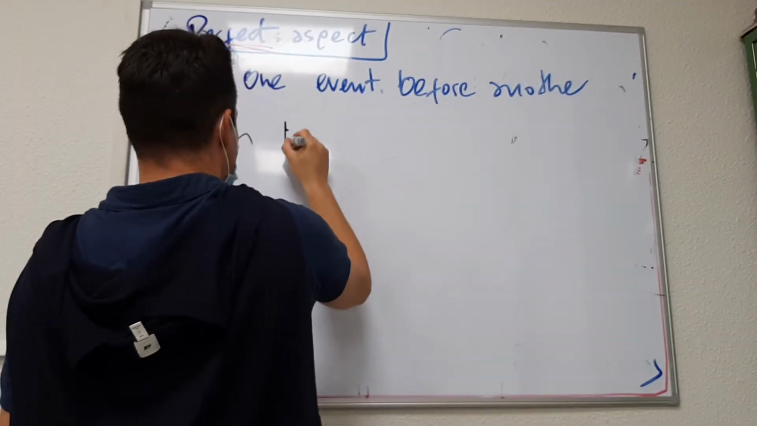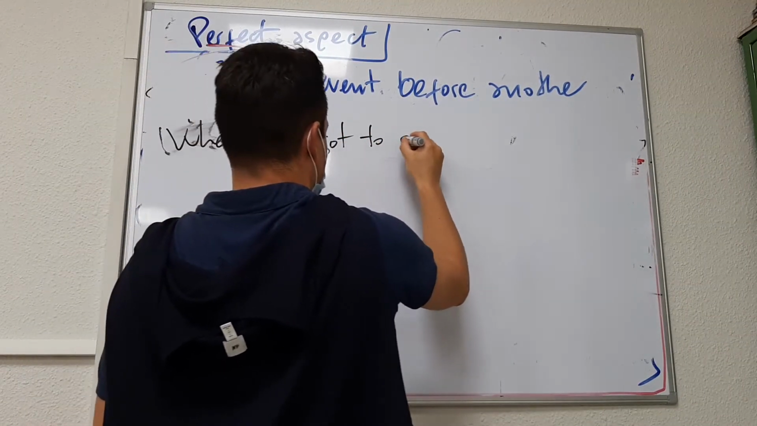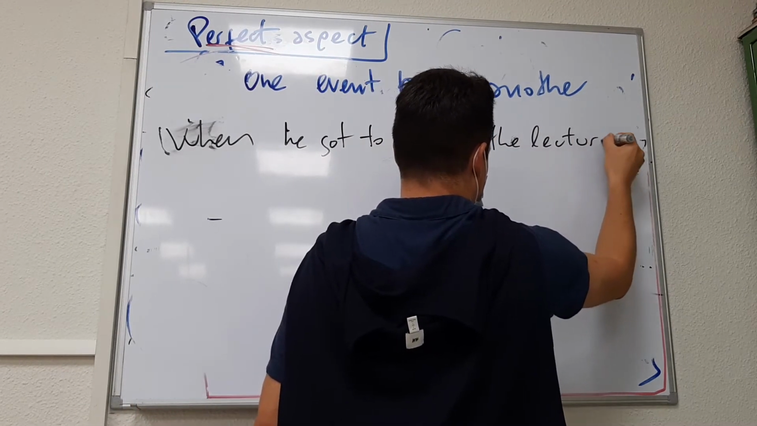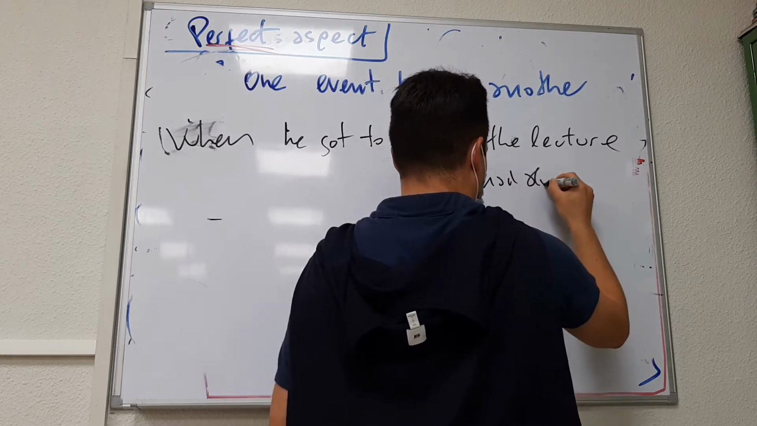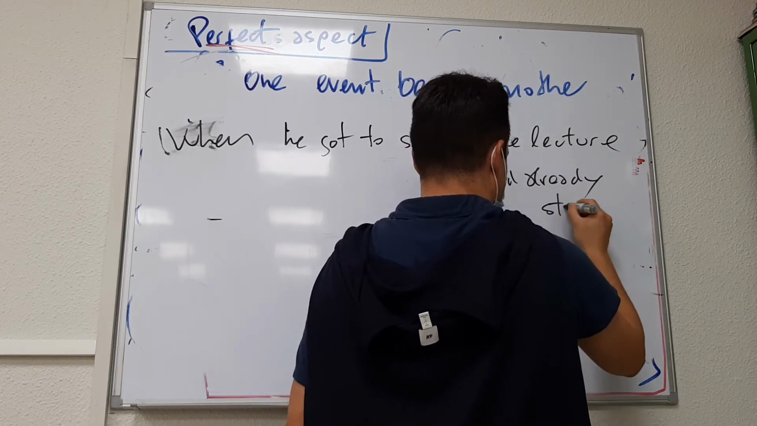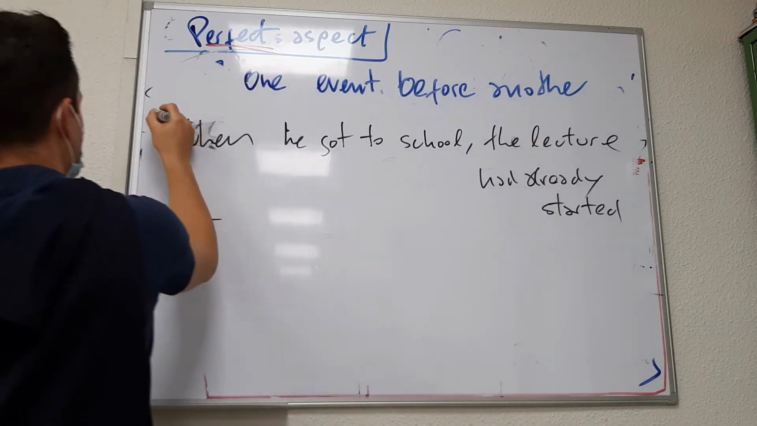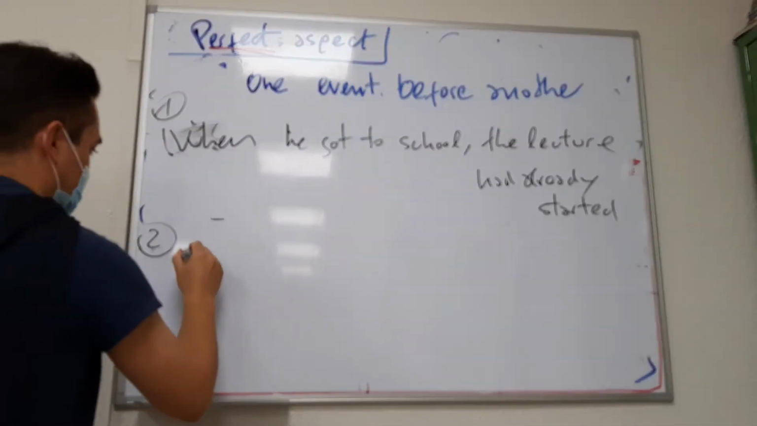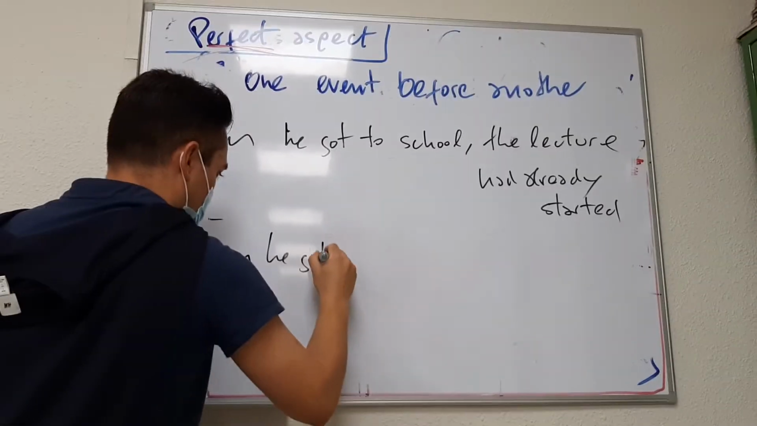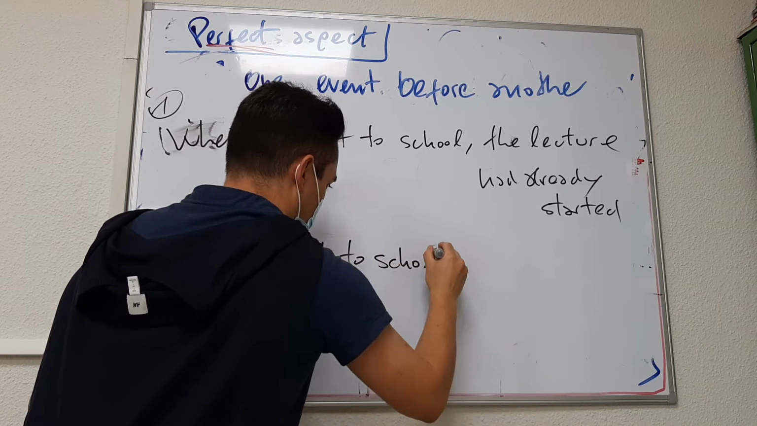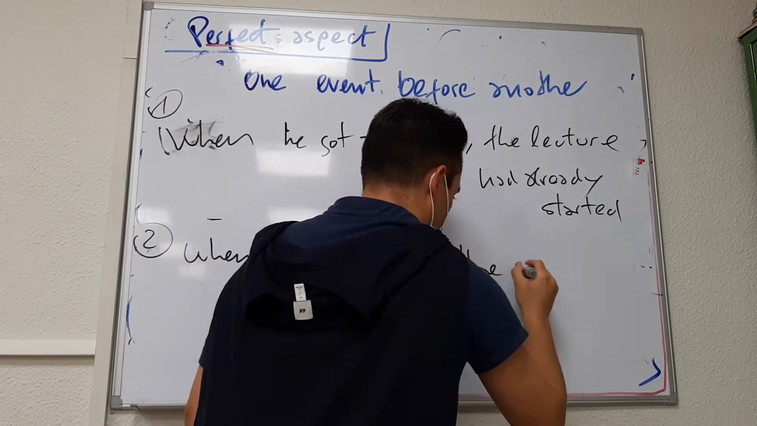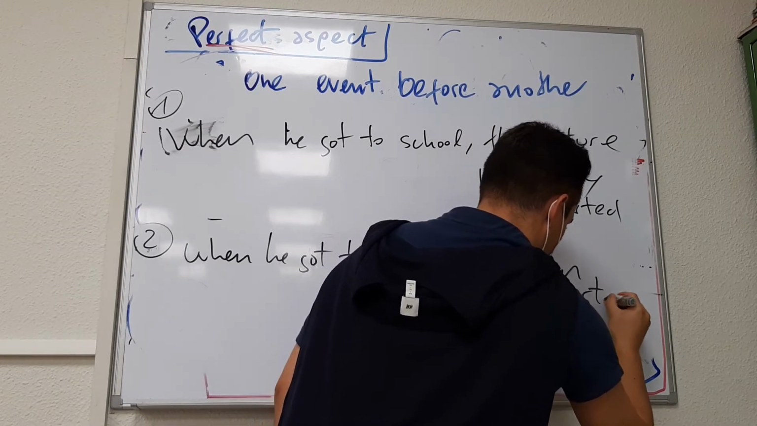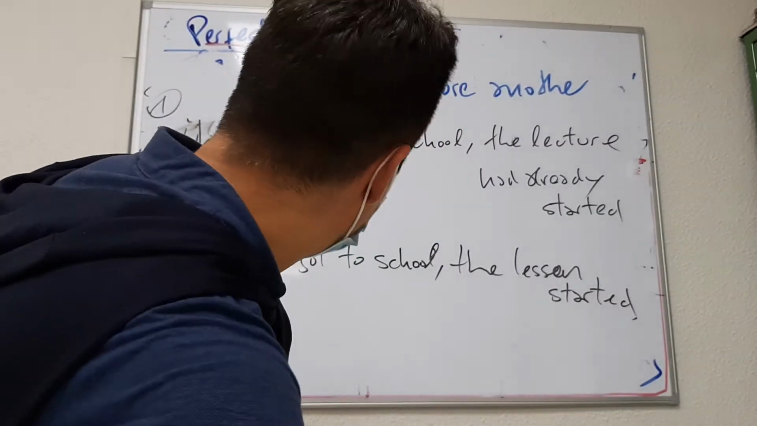When he got to school, the lecture had already started. This is sentence number 1. Now, sentence number 2, the other example. When he got to school, the lesson started. What is the difference? What is the difference between these two sentences? Have a look at this.